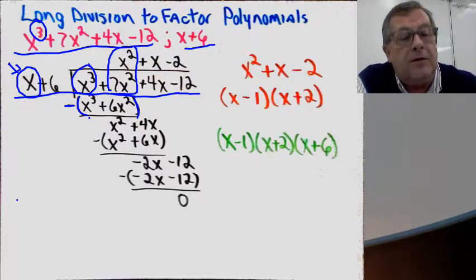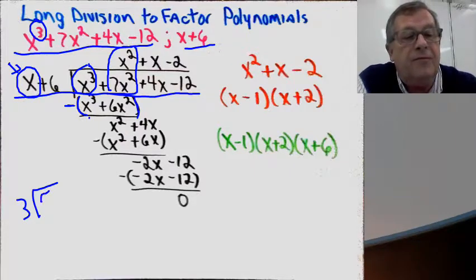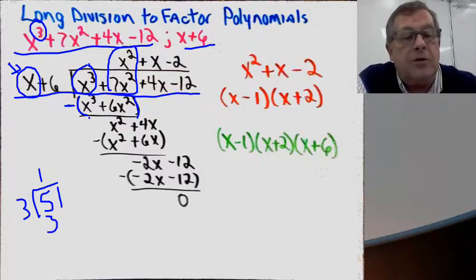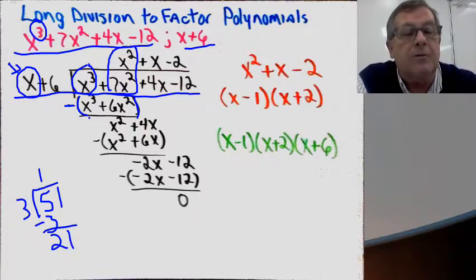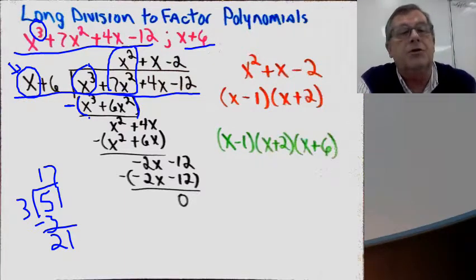I mean, if I were doing, let's say, 3 into, let's see, I need something that's going in 3 times, 51, I think would work. How many times does 3 go into 5? Well, it goes in there 1 time. 1 times 3 is 3. I subtract 3 from 5. I've got 21. How many times does 3 go into 21? 7. Same process, only we're doing it with 2 terms.